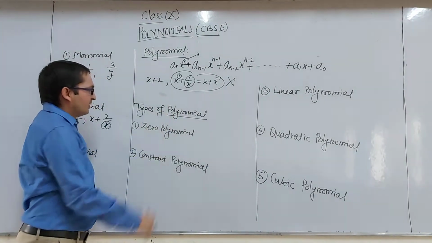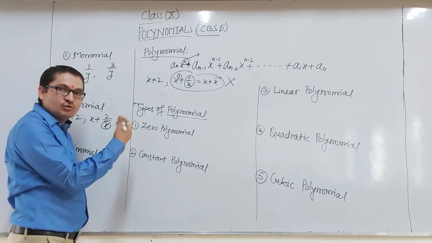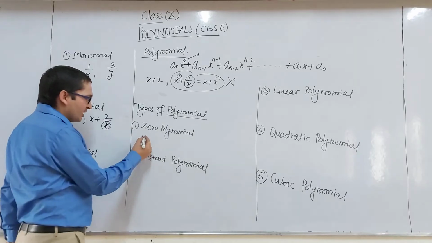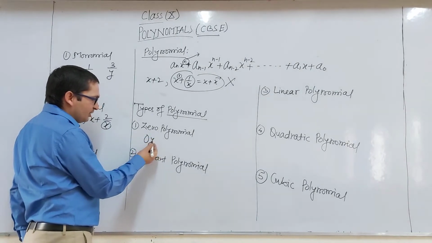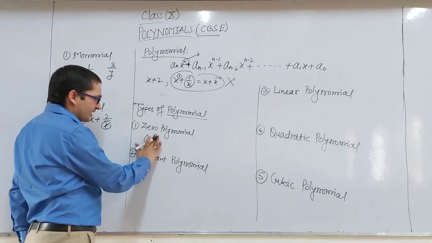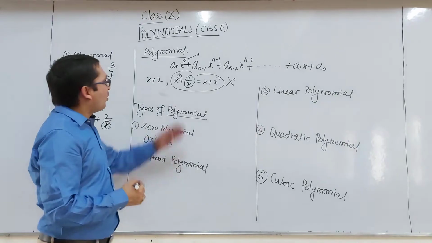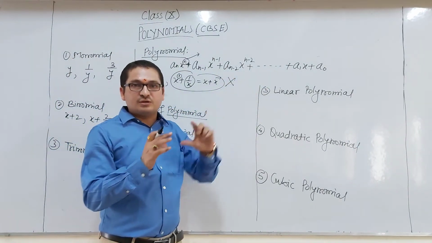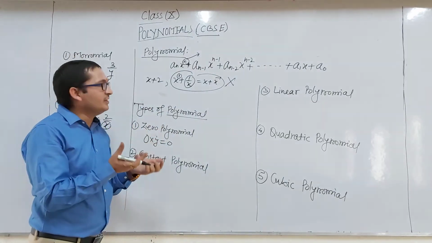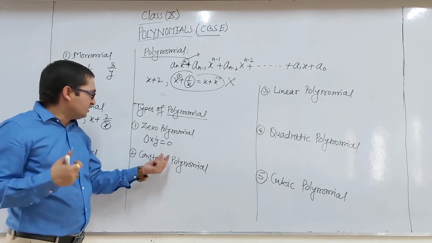Now we will come to the types of polynomial. Zero polynomial. The constant value 0 is called the zero polynomial. If I am writing 0, you can write 0 into y raised to 0, or 0 into y. You will get 0 only. It means if all the coefficients of the variable are 0, the result will be 0 only. That is called the zero polynomial. The zero polynomial is denoted by 0 only.